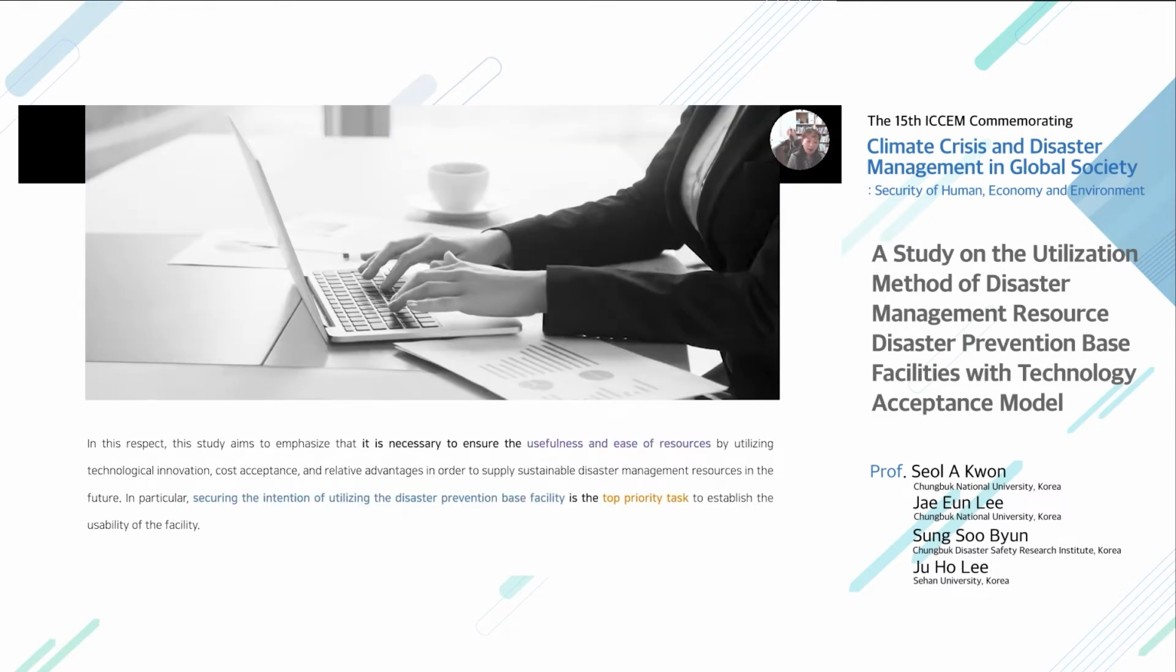In this respect, this study aimed to emphasize that it is necessary to ensure the usefulness and ease of use of resources by utilizing technological innovation, cost consideration, and relative advantages in order to supply sustainable disaster management resources in the future. In particular, securing the intention of utilizing the disaster prevention based facility is the top priority to establish the usability of the facility.